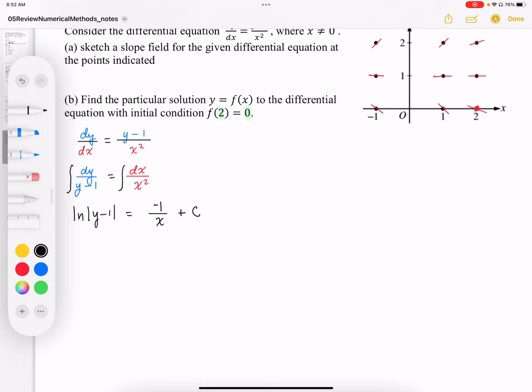So before I solve for plus c, I'm going to put it into its exponential form, y minus 1.